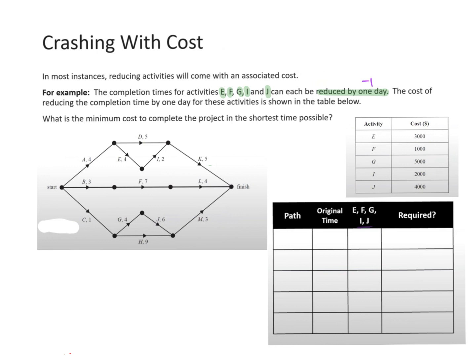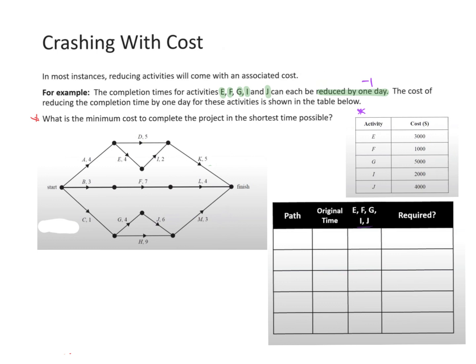So that's here. They're showing you. So if I reduce E by a day, it's going to cost this company $3,000. And so on. So if you look at it, obviously if I crash F, that's a cheap one. So you look for that. All right. So the first thing we've got to do, and the question obviously is here, is what is the minimum cost to complete the project in the shortest time? So we're crashing this and we want to do it. So what do we do when we crash?